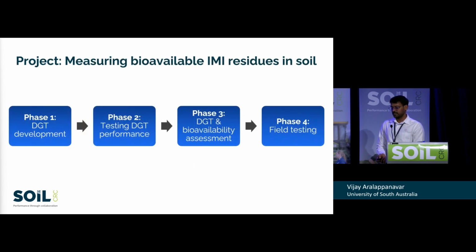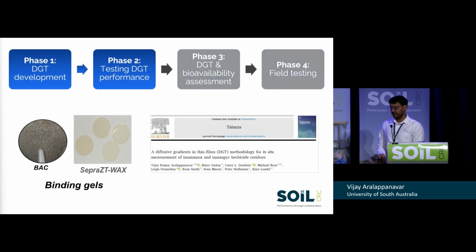This project is divided into 4 phases. As a part of phase 1 and 2, we have developed 2 novel DGTs to measure IMI herbicide residues in different soil types. To know more about the technical details of this DGT development and optimization, you can refer to our recently published article.